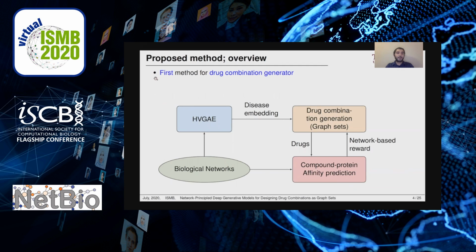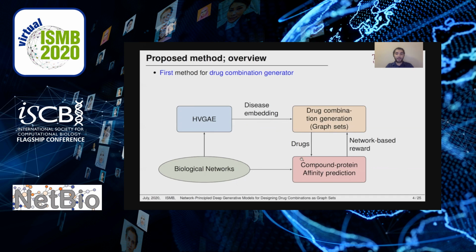As I said, we have developed the first model for drug combination generation. So our model consists of 4 sections. The first one is biological networks. The second one is HVGAE, how to embed or represent diseases. Once we find a good embedding or representation of diseases, we will give that to the drug combination generative model, or graph set generator, the RL model. This RL model will generate the drugs.